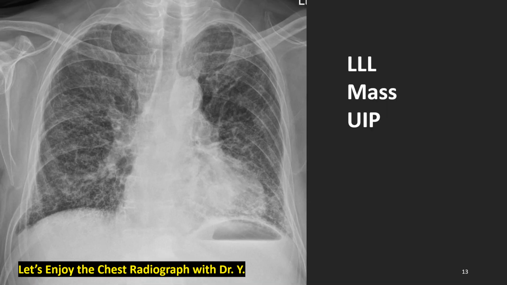This is a second case of small cell lung cancer. What do we see? Yes, retrocardiac haziness or retrocardiac mass about 4 cm, something like that, with underlying emphysema and usual interstitial pneumonitis. All represents the prolonged smoking history of this patient. This is the manifestation of a mass in the left lower lobe, retrocardiac area.